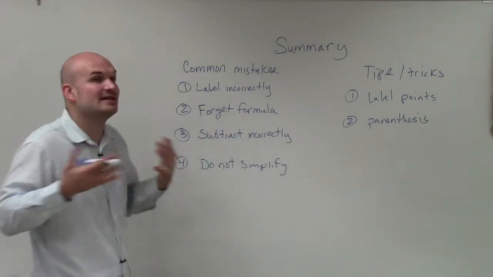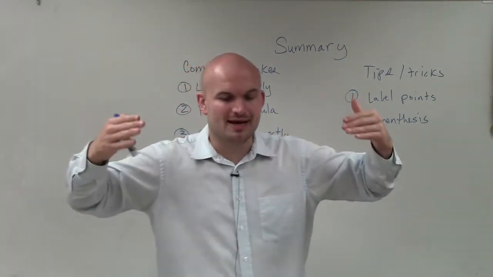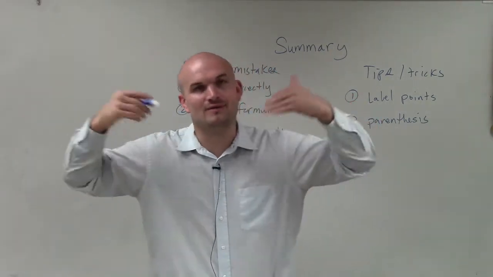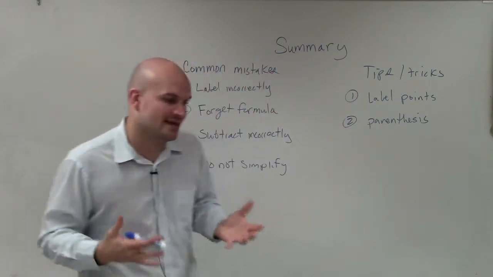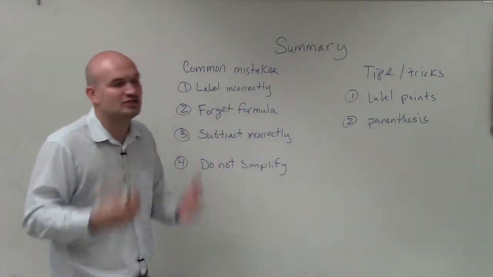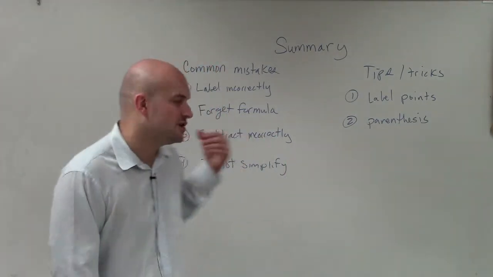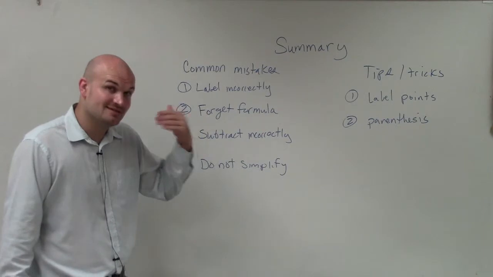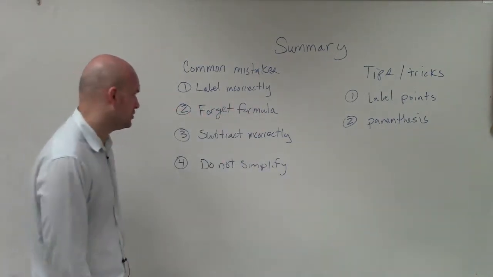Next, they forget the formula. Sometimes when you have the x2 and x1 and y1 and y2, they forget how everything goes together. Remember, the formula is the change in y over the change in x, and we find change by subtracting the values. So m equals y2 minus y1 divided by x2 minus x1. That should be provided for you to work with.